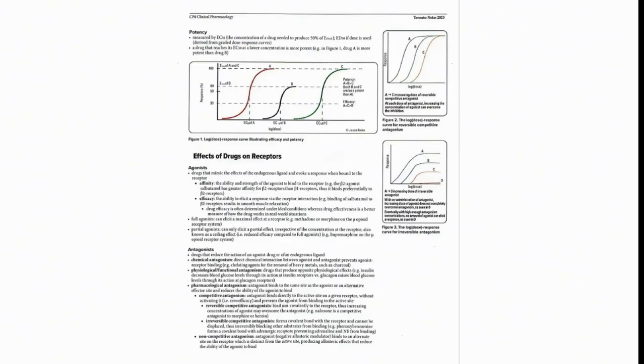Looking at figure 1, notice that drug A reaches 50% of its maximum effect at the lowest concentration, drug B requires a higher concentration, and drug C requires the highest concentration. Therefore, the order of potency is A greater than B greater than C. A useful way to remember this is: the further left the curve, the greater the potency. Remember that potency tells us how much drug is needed, not how effective the drug ultimately is.